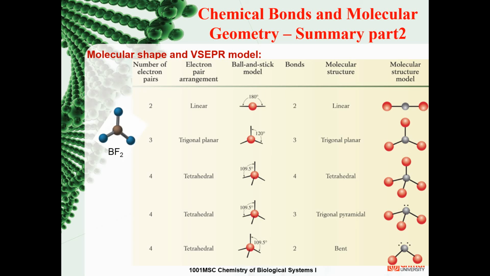If the compound has 3 pairs of electrons and 3 bonds, then the structure will be trigonal planar, like BF3. If the compound has 4 pairs of electrons and 4 bonds, then the structure will be tetrahedral, like methane, CH4. If the compound has 4 pairs of electrons and 3 bonds, then the structure will be trigonal pyramidal, and we covered the example of ammonia. If the example has 4 pairs of electrons and 2 bonds, then the structure will be bent, and the example for this compound is water. This is the end of Module 4.